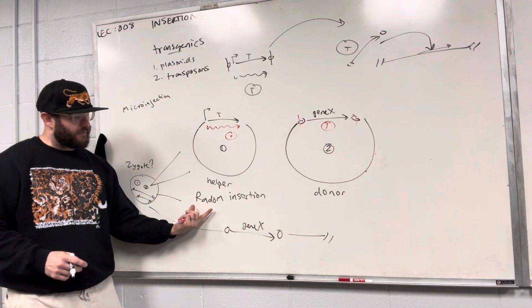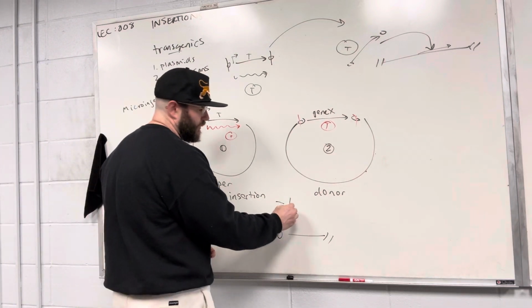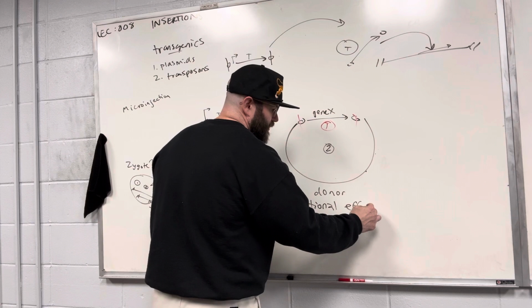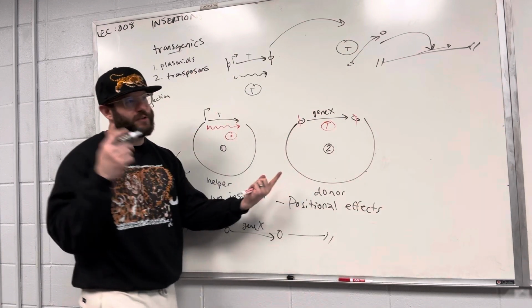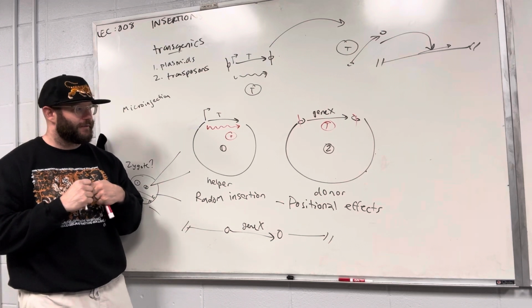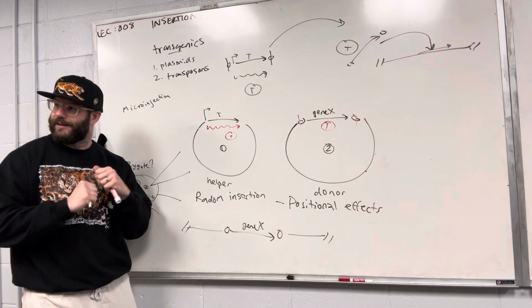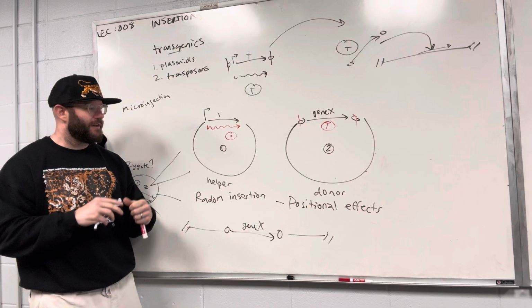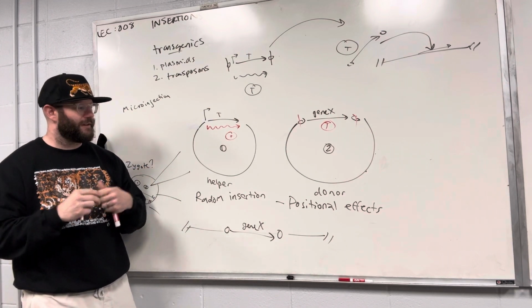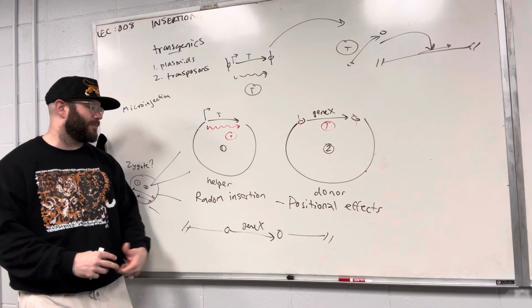So when this is randomly inserting, you can get what are called positional effects. Previously we discussed heterochromatin and euchromatin, in the euchromatin versus prokaryote lecture. What's heterochromatin? Eukaryotes wrap their DNA. Heterochromatin is when it's packed really tightly, tightly wrapped in the histones.